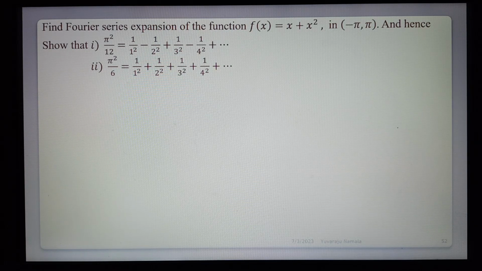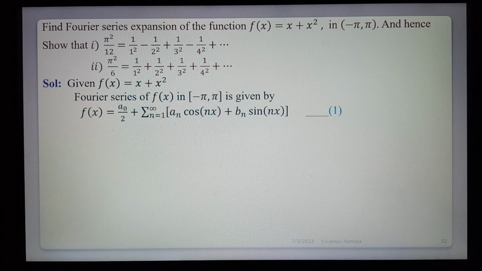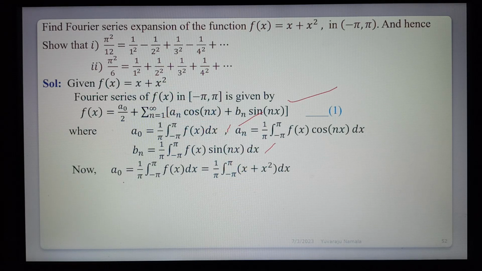So we are given the function x plus x square. Okay now, the Fourier series of the given function in the interval minus 5 to 5, so this is the required Fourier series. Now finding a naught, an, bn. First, finding a naught is equal to 1 by 5 into integration from minus 5 to 5 of f of x dx. So 1 by 5 into integration of f of x, which is x plus x square, into dx.